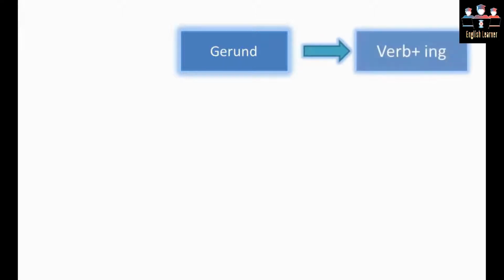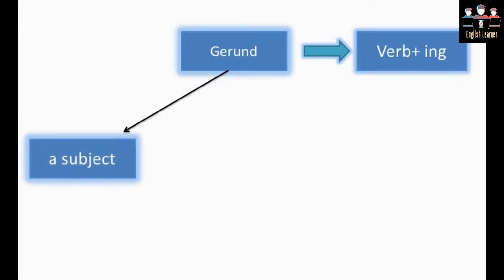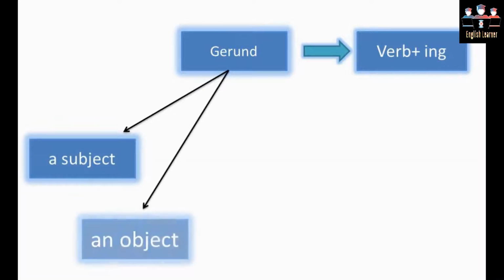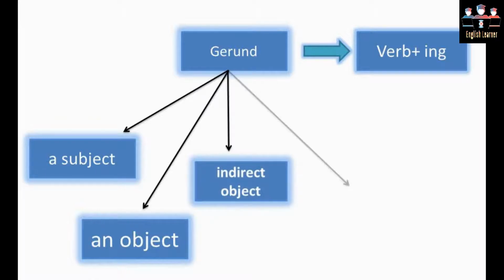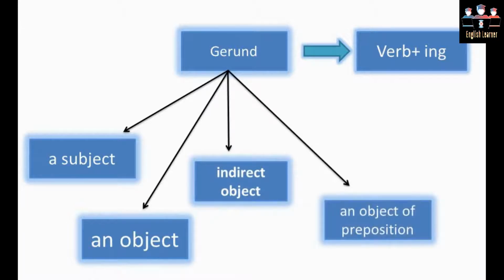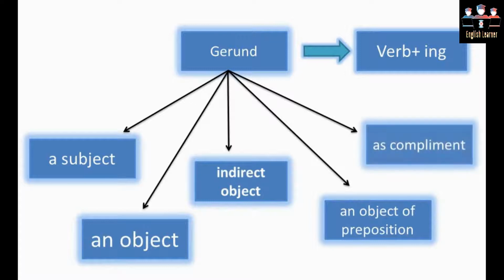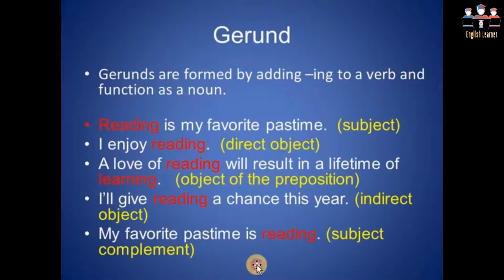Gerunds are actually verb plus ing. They act as a noun in a sentence and they have the following functions in a sentence. Number 1, as a subject, number 2, as an object, number 3, as an indirect object, number 4, as an object of a preposition, and number 5, as a complement. Students, now we are going to see how the gerund acts in different ways.